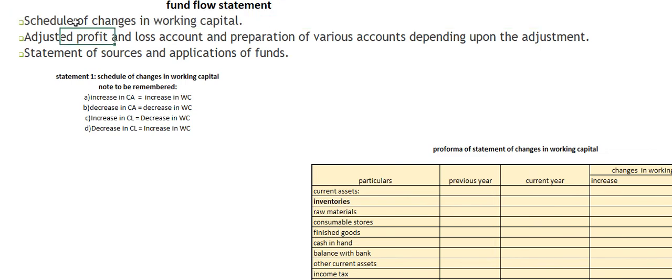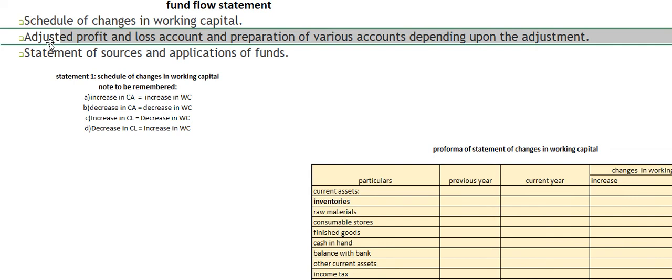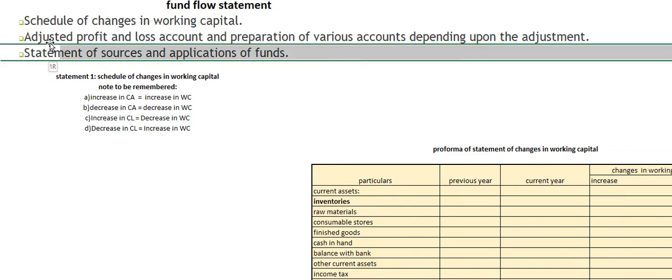Your second statement, which is the adjusted profit and loss account and preparation of various accounts depending upon the adjustment, is basically prepared in order to find out the funds from operation, or the exact profit that is earned or gained from the operating activities. It basically depicts the internal sources of raising funds within the organization. Your step 3, which is a statement of sources and application of funds, is the main statement in a fund flow statement. It basically shows the inflow of funds and the outflow of funds.